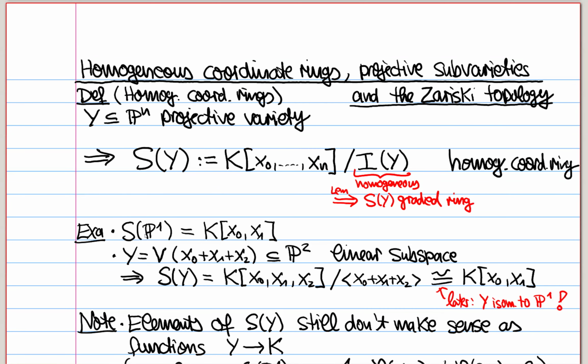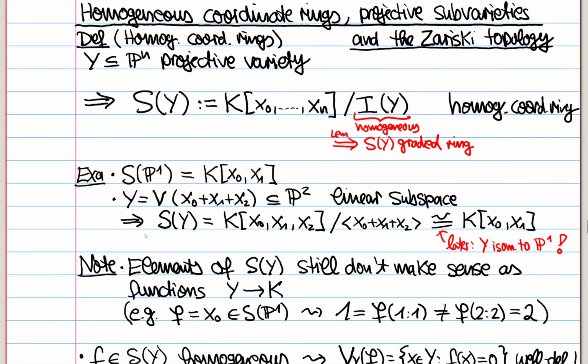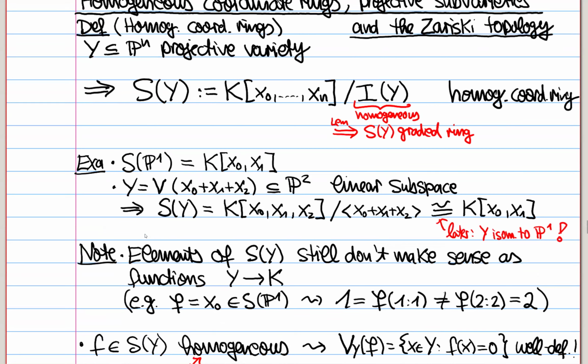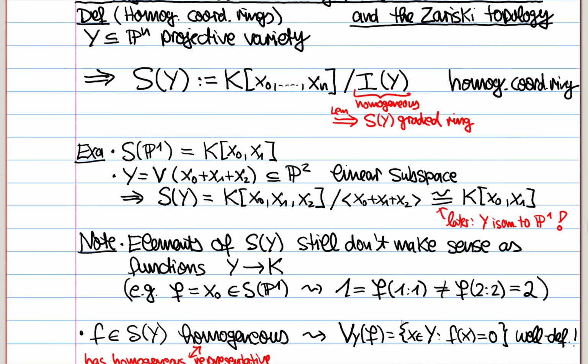But for now, let's make a few more comments. So the first is, even though this is called a homogeneous coordinate ring, the elements of S(Y) still don't make sense as functions, in contrast to the affine case. Because, for example, f equals x0 in S(P^1), you see if you evaluate it at two different representatives of the same point, you get two different numbers. So it still doesn't make sense to evaluate these things at points.